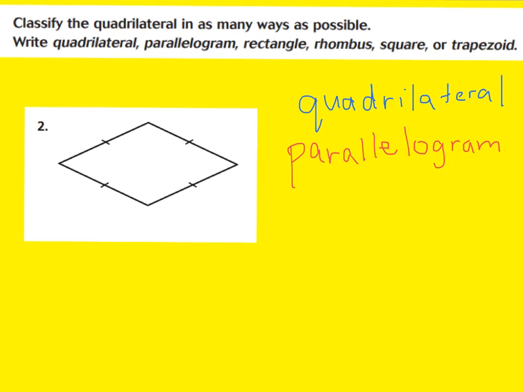Now we cannot write a rectangle because to be a rectangle it must have 2 sets of parallel lines that have 4 right angles. And as you can see right here, these 2 are acute and these 2 are obtuse.